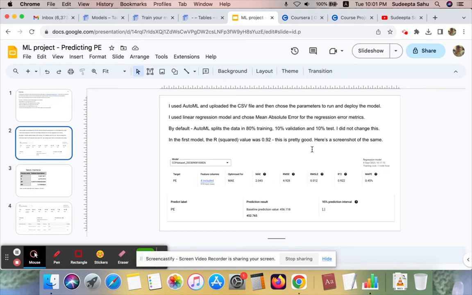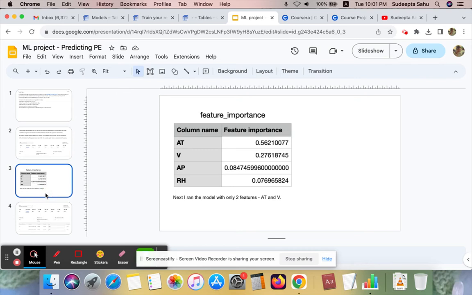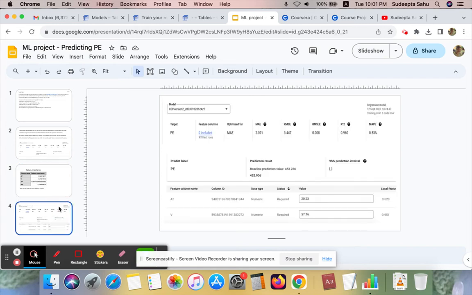And if you see, this is the result of the first model where the R square value is 0.92, I think the model is a fairly good fit. Basically, if you look at the feature importance, clearly AT and V have a higher influence on the PE value.